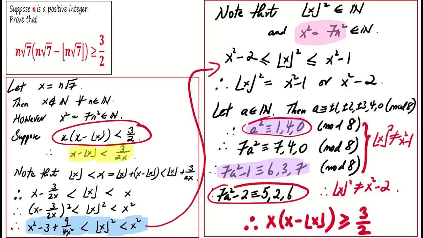In fact, 3 over 2 is the infimum, as x times (x minus the floor of x) can get as close to 3 over 2 as possible. For instance, when n equals 2 to 3, it is approximately 1.50000.